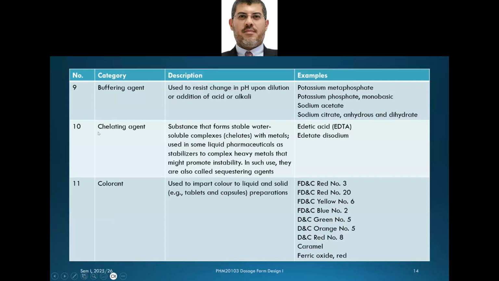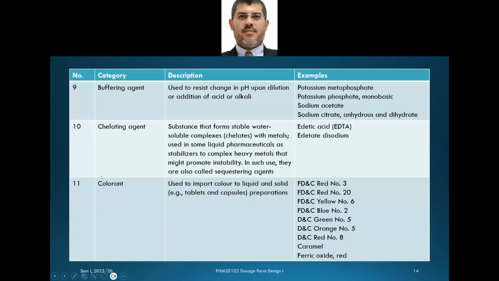In some formulations, I use chelating agents. Some people pronounce them also as chelating agents. Both are correct. These substances usually will bind with metals, with heavy metals. They form stable water soluble complex or chelates with metals. I use them in some liquid pharmaceuticals as stabilizers because these metals may promote the degradation of the active ingredients. So I want to remove them from the medium by addition of chelating agents. They will interact with them and they will prevent them from interaction with the active ingredient. The example is EDTA and disodium EDTA.